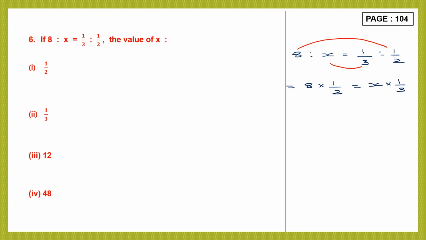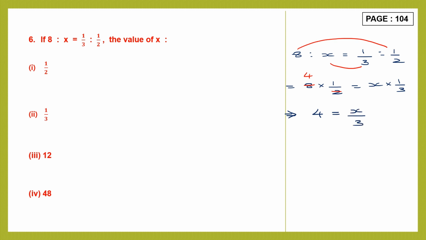So now here we can cancel 2 and 8. We can make it simpler for us. 2 ones are 2, 2 fours are 8. And here on the other side, what do we have? So let's write this. So this becomes 4 into 1 is 4. And here we have x by 3. X into 1 is x.